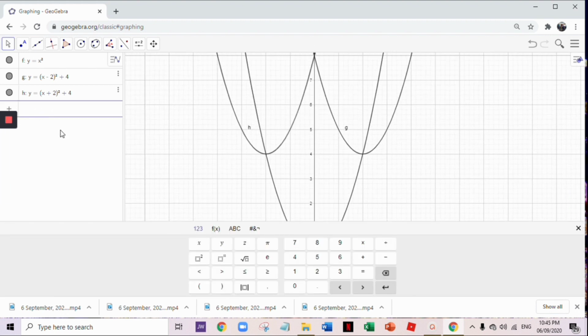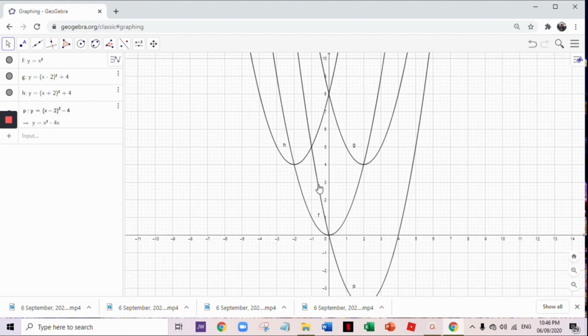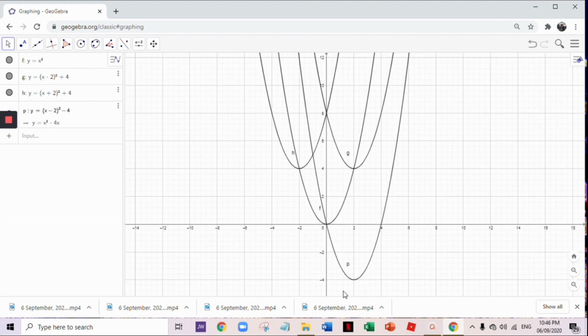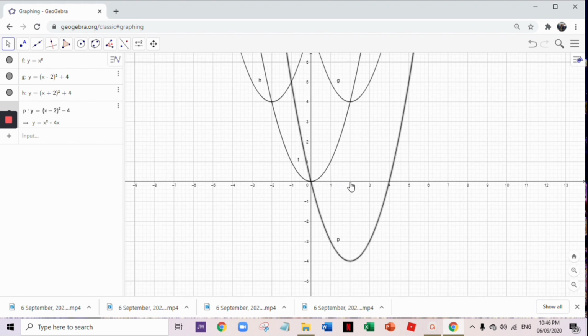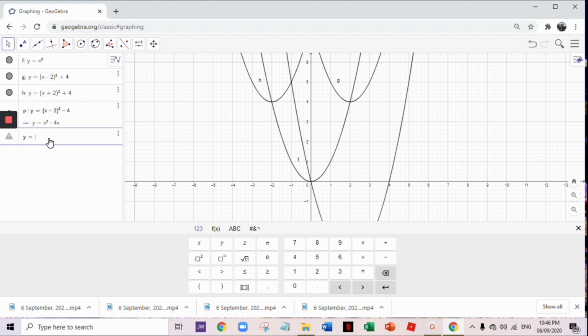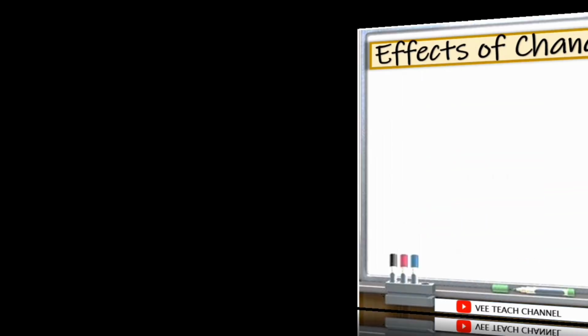Try naman natin pag negative yung ating k. Katulad nito, y is equal to quantity x minus 2 squared minus 4. Ayan, negative yung ating k, kaya downward yung magiging movement ng ating parabola. So, ganun din, ang ating vertex ay positive 2 and negative 4. Kaya mag-move tayo from x squared, mag-move ng dalawa to the right dahil positive 2 yung h. Tapos yung k natin ay negative 4, kaya mag-move tayo ng 4 units downward. Kaya ito yung graph natin na y is equal to quantity x minus 2 squared minus 4.